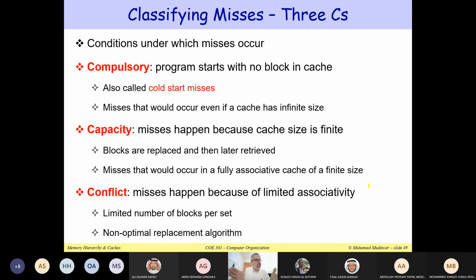Conflict misses are related to the associativity, whether the cache is directly mapped, 2-way set associative, 4-way, or 8-way. If you increase the associativity, the number of ways inside the cache, which means the number of blocks per set, then you have fewer conflicts. If it is directly mapped, every time you have a cache miss at a specific index, one block is going to replace the other. And if the program needs both, it's going to cause many cache misses. So for this reason, people use set associative caches.